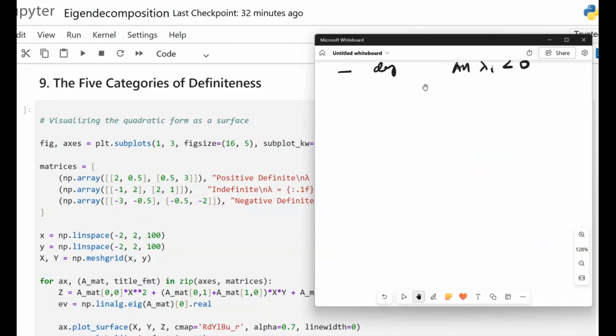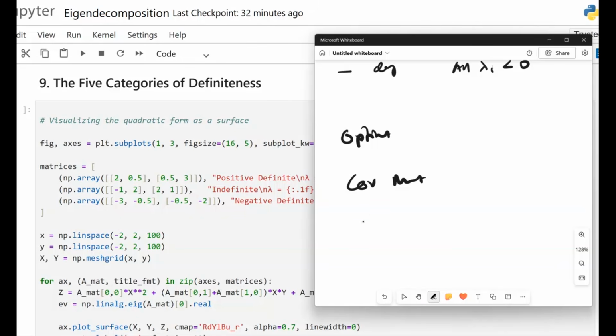It is mainly important for, of course, optimization. Gradient descent requires the loss function's Hessian matrix, that is the matrix of second derivatives, to be positive semi-definite at a minimum. If the Hessian is indefinite, you are at a saddle point, not a minimum. And of course, for a covariance matrix, every valid covariance matrix is positive semi-definite, and positive definite if the data is full rank. So if you compute a covariance matrix and find a negative eigenvalue, something went wrong in your computation.